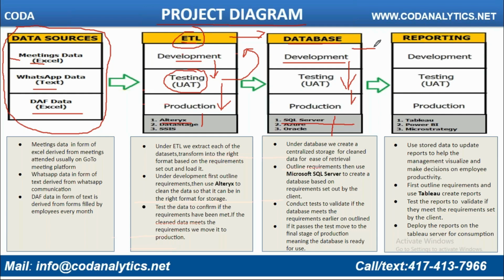And then the final step is to develop reports. We want to visualize what the data is talking about. We want to understand the data. We want to gauge the productivity of each employee based on the data set. In that case, we develop reports. These are the dashboards. We develop the reports in the development part, and then we subject them to testing. We check if the reports meet the requirement, and if they do, we take them to the production part to be used, that is, for consumption.